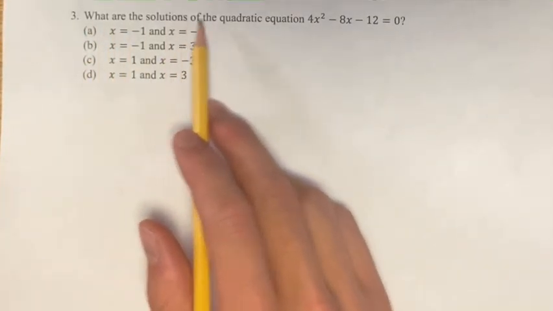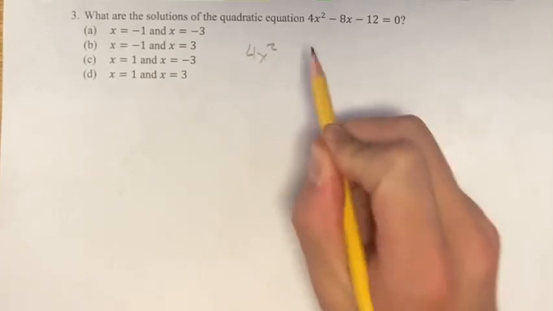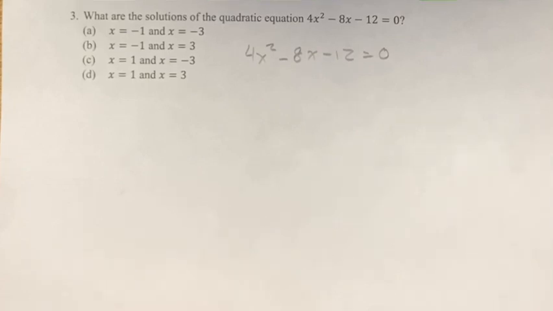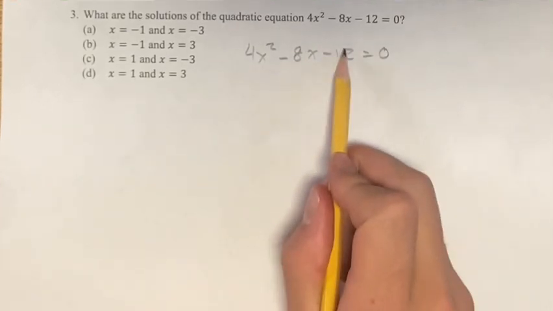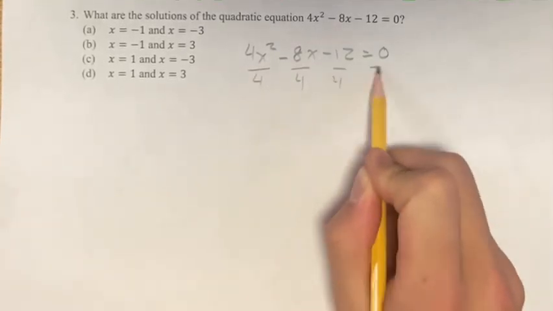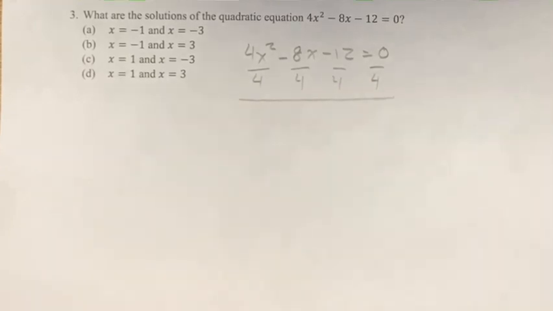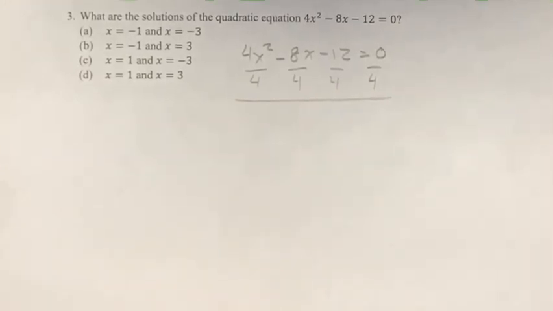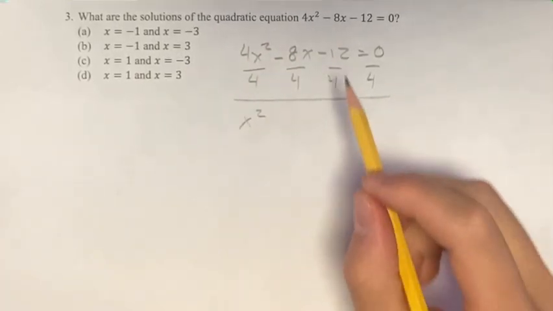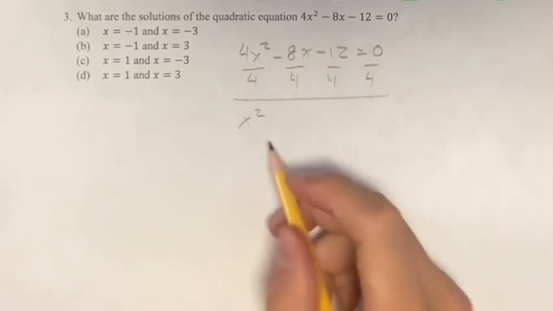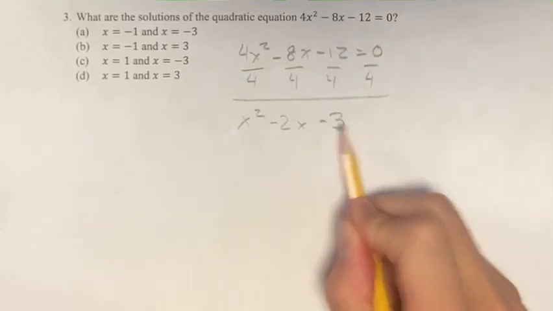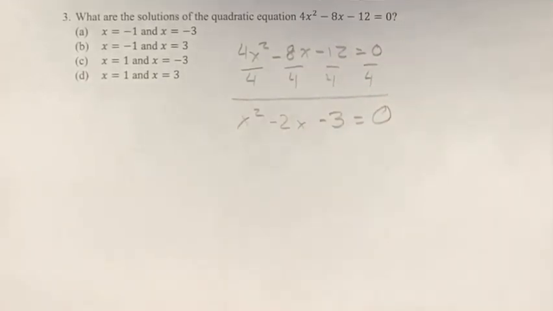In this problem we're looking to find the solutions of the quadratic equation 4x squared minus 8x minus 12 is equal to 0. So the first thing we can notice here is that every single term in this equation we can divide by 4 and it'll make things simpler. So divide by 4, divide by 4, divide by 4, and of course divide by 4, don't forget to do both sides. 4 divided by 4 is 1, so this is 1x squared, or just x squared. Minus 8 over 4 is minus 2x, and then minus 12 over 4 is negative 3 is equal to 0 over 4, which is just 0.